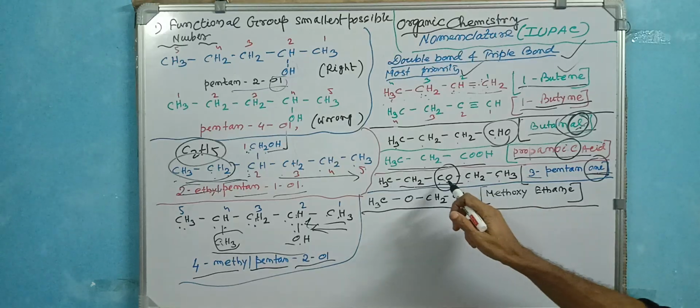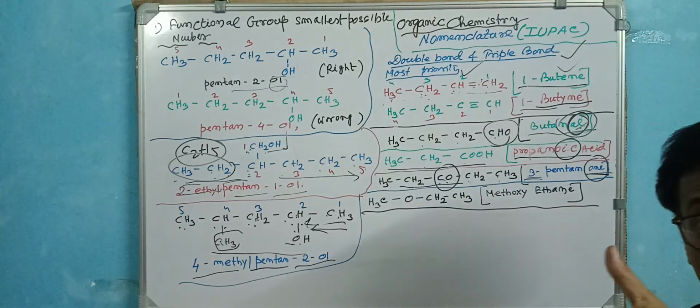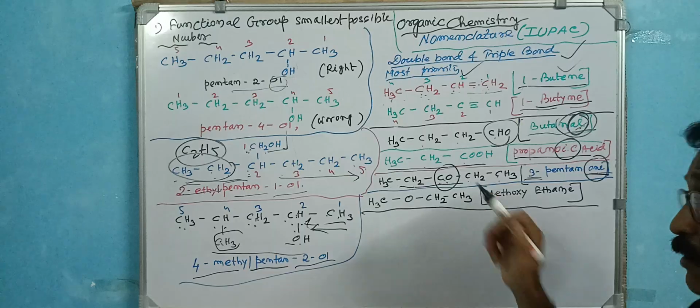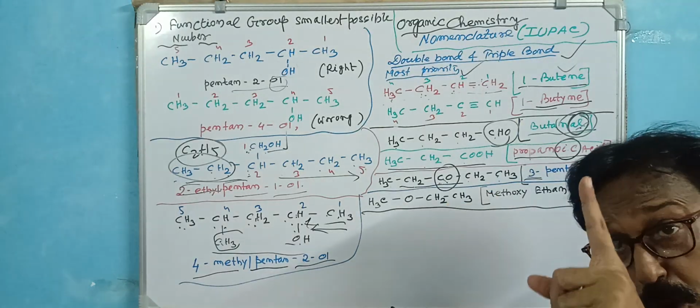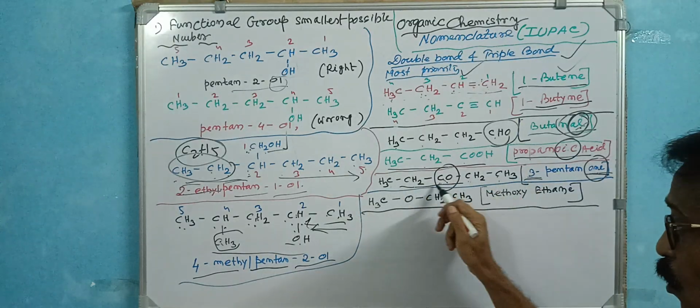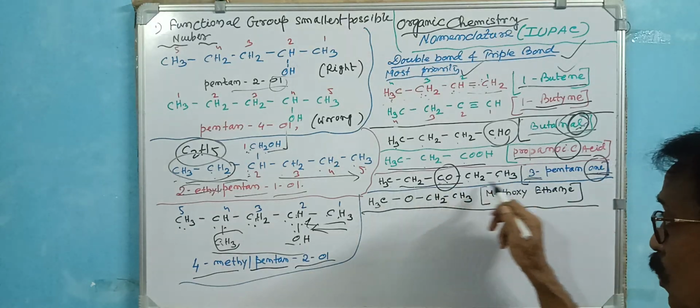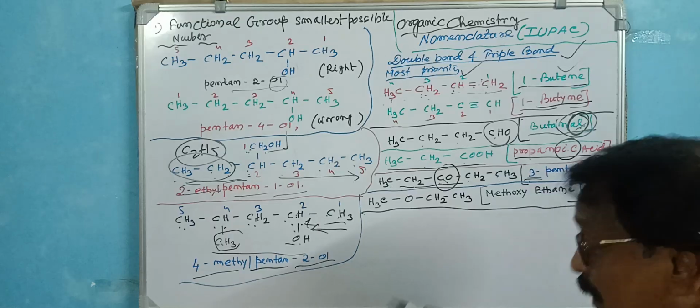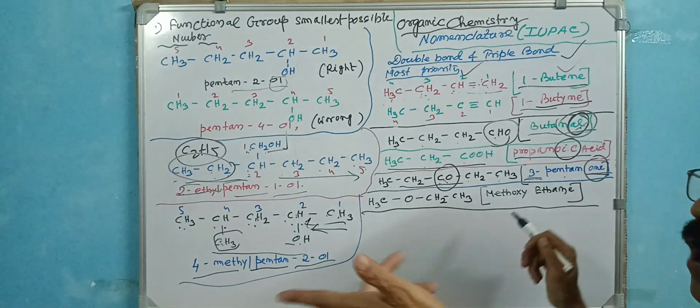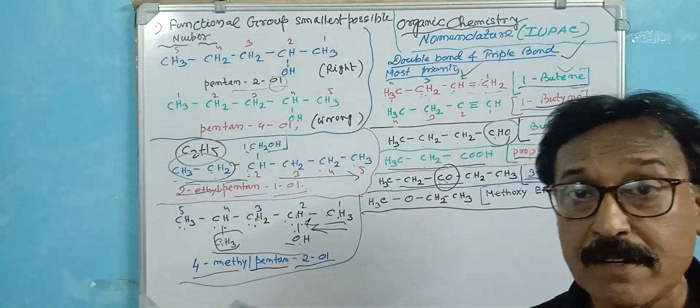So here is the 3 position, indicating the ketone functional group is at the third position. 1, 2, 3, no problem. Pentane, the longest chain, 1, 2, 3, 4, 5, longest chain, pentane. So 3, pentane, one. The pronunciation is pentan-3-one.